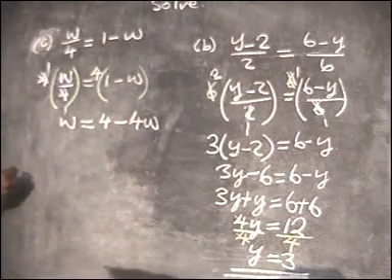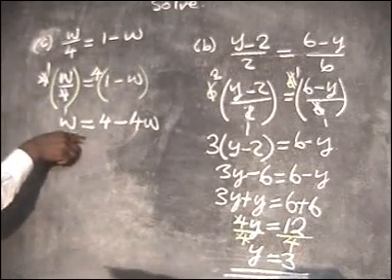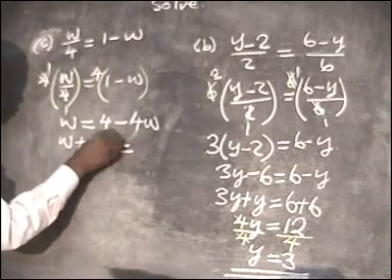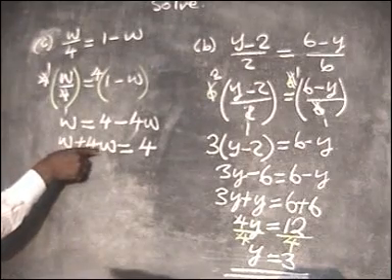Then from there, you have to collect the like terms. So this is W. If negative 4W crosses the equal sign, it becomes plus 4W, and this equals 4. I'm sure that is seen. Then W plus 4W.